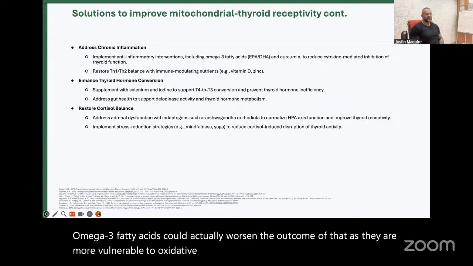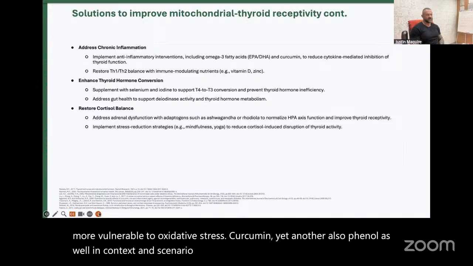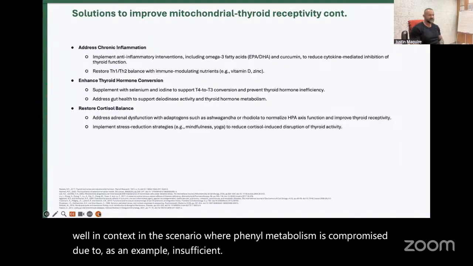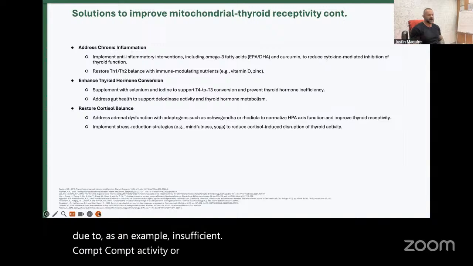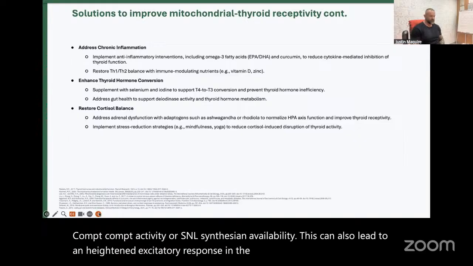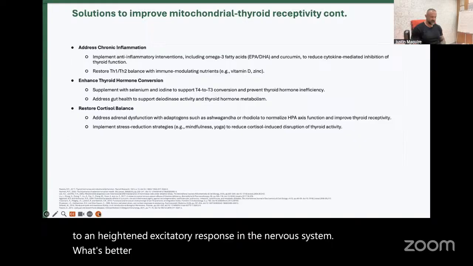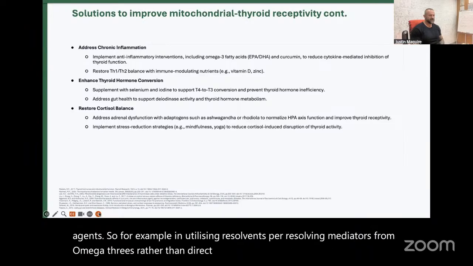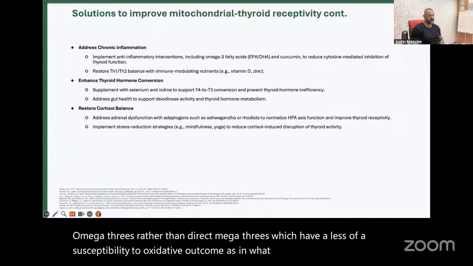Curcumin, yet another, also a phenol, in the scenario where phenol metabolism is compromised due to, as an example, insufficient COMT activity or acetylmethionine availability. This can also lead to a heightened excitatory response in the nervous system. What's better to consider are the actual metabolites from these particular agents. So, for example, utilizing resolvins, pro-resolving mediators from omega-3s rather than direct omega-3s, which have less susceptibility to oxidative outcome as full omega-3 fatty acids may have.